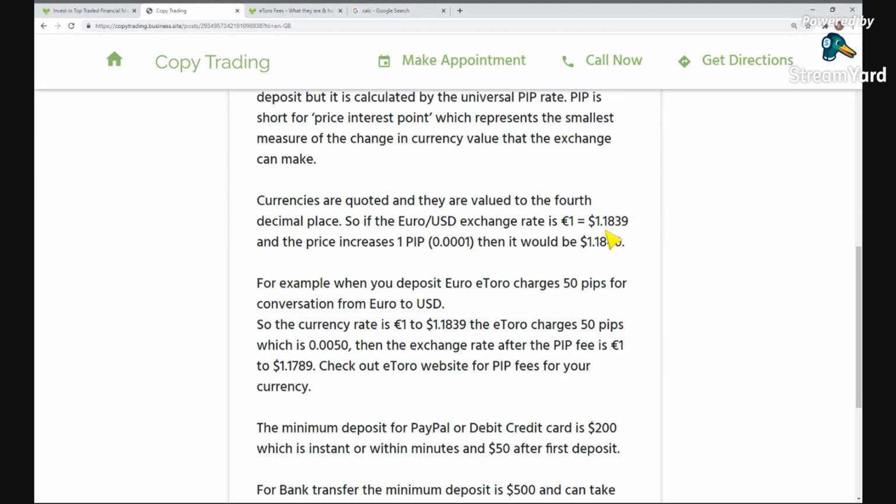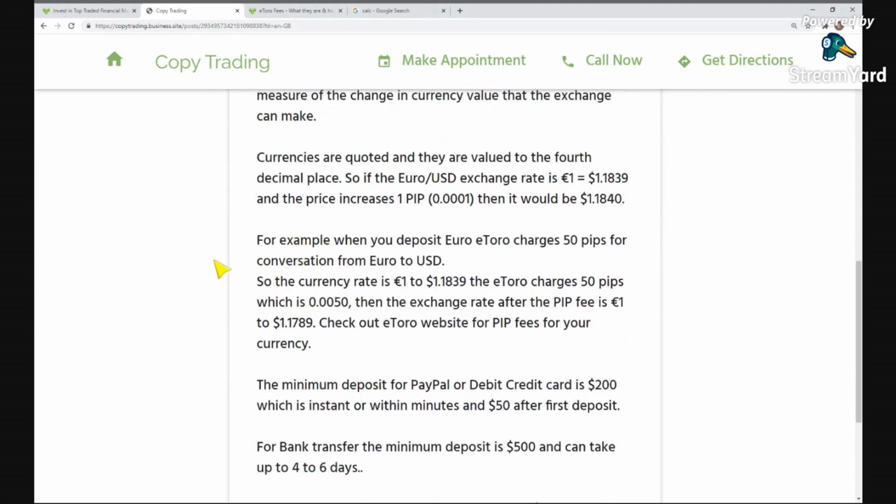Okay. So I'm going to give you an example here. This will make it easier. And then I'm going to go on to depositing funds into eToro. I just want to make sure everyone understands this part first. Okay, so for an example, when you deposit euro, eToro charges 50 pips for the conversion of euro to USD. Okay, it's different for other currencies. I'm going to show you that in a minute. So let's say the currency rate for €1 is 1.1839.